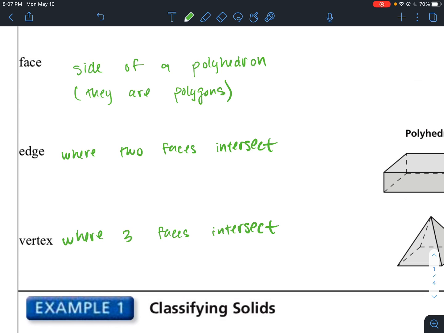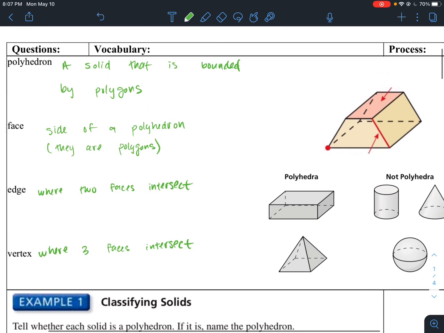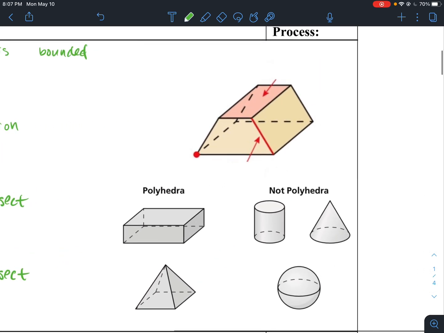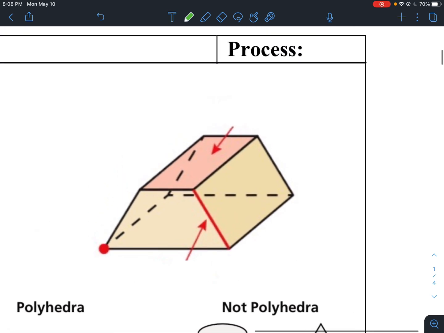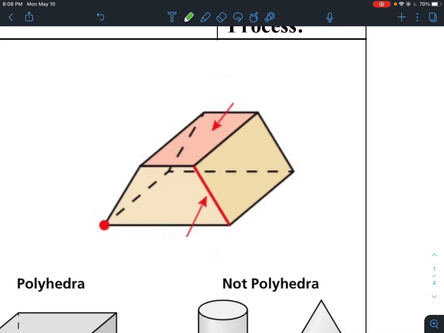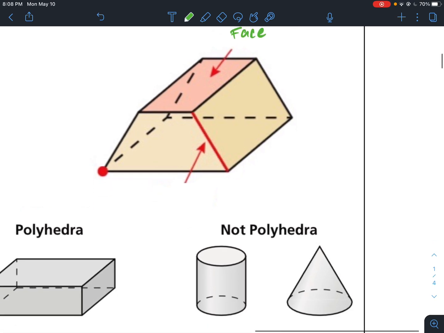You can see this in this photo. Here we have a polyhedron in this figure. This highlighted red area is a face, and faces have the shape of polygons. This polygon in particular is a rectangle. So that is the face. And this right here is an edge, where two polygons intersect.